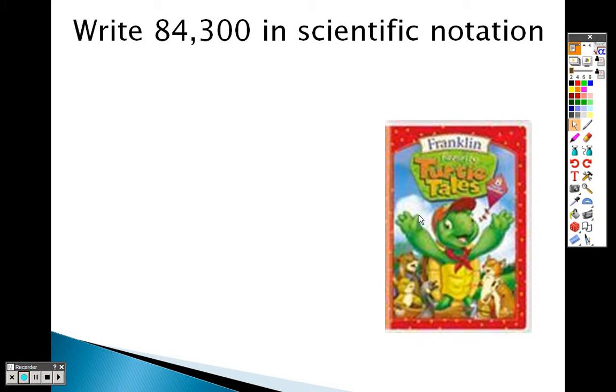And rewriting in scientific notation, we will do that when we come back.